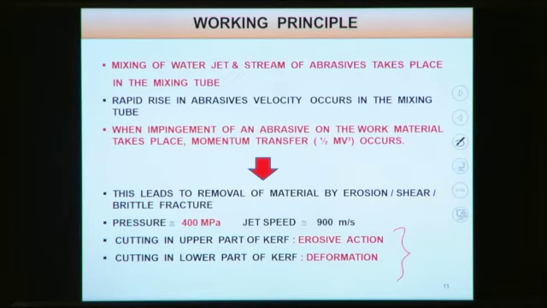There are two modes of machining, as I discussed in the earlier figure. Cutting in the upper part of the curve is due to the erosive action, and cutting in the lower part of the curve is due to the deformation action. Because of this, two different mechanisms are there. The velocity of this jet actually diverges in the deformation zone.